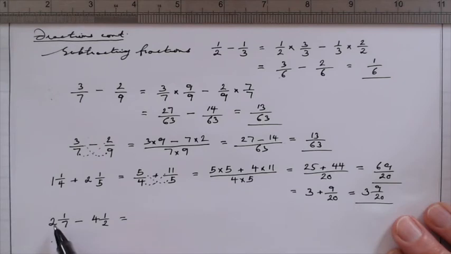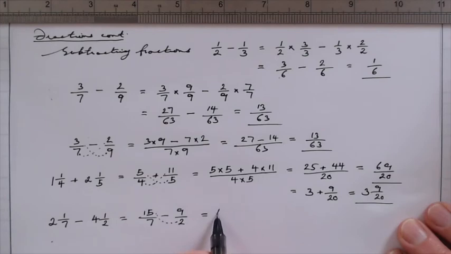So let's see, turning to improper fractions then, we have 2 1/7 is 15/7. Take away 4 1/2, that's 9/2. I'll do this by cross multiplication. I'll take this 2 upstairs. It will be 15 times 2. Get the operation right. Now it's a takeaway sum, so I put minus here because I'm taking away.